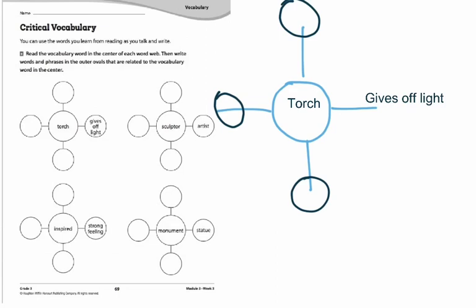On this page, you can either print up this page from Google Classroom, or if you don't have it, I would just draw it out on a sheet of notebook paper. You're going to draw the circle in the middle, write the word, and then write the definition of what they have. In the other circles, you will need to write down words and phrases that help you understand what that word means. So for example, torch, the example that it gives us is gives off light. So something else that you could write in would be make things visible, gives light. And if you can't figure it out for all 3 circles, just do as many as you can.